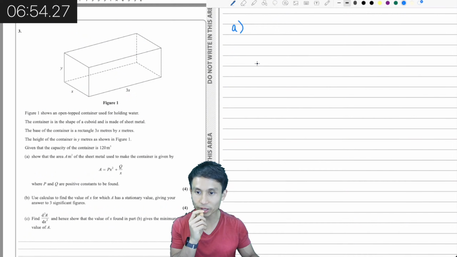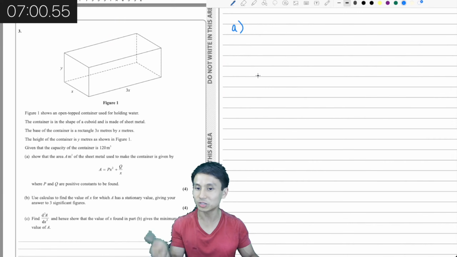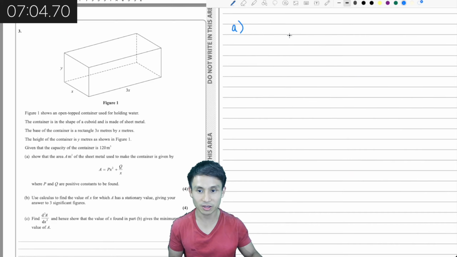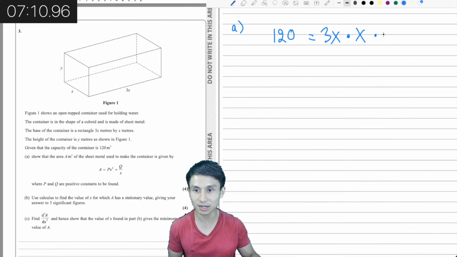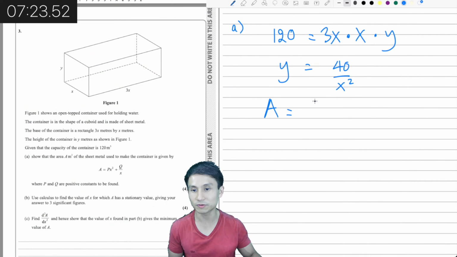Okay, so we are assuming that's the external area, right? And because that is only in terms of x, that means we need to find y in terms of x first. Because we know that the volume is 120, so that comes from 3x times y. So y is equal to 120 over 3x squared, which gives 40 over x squared. That's the y.